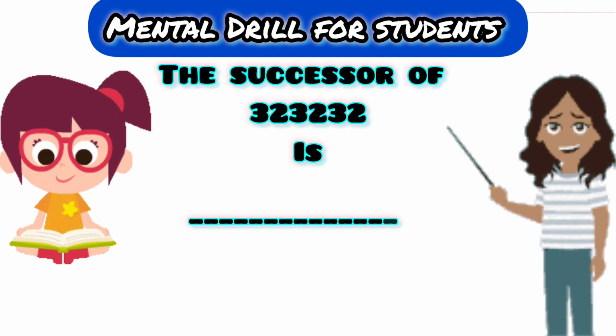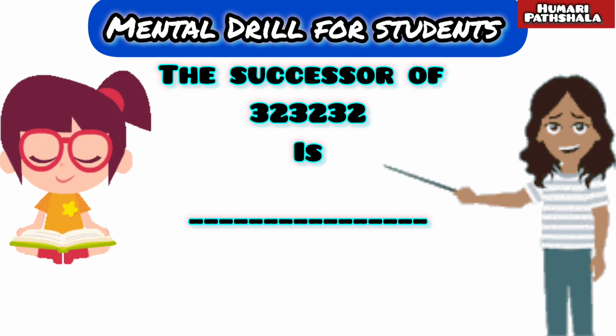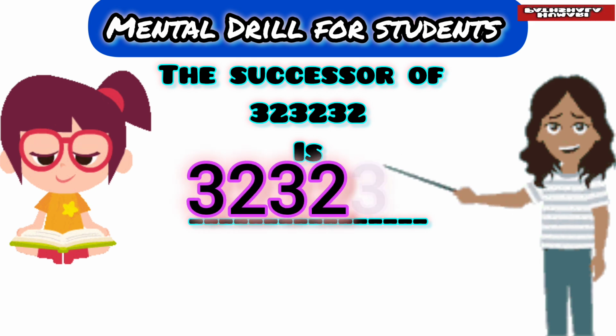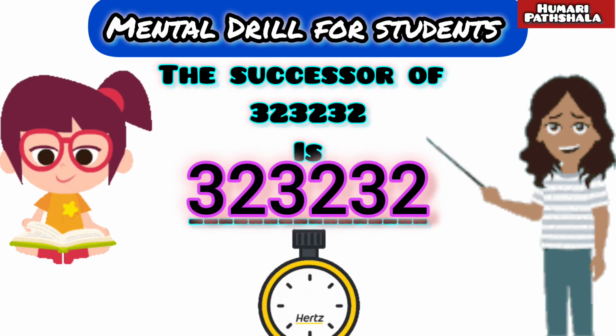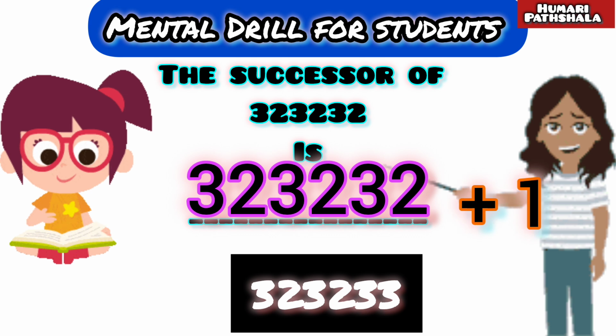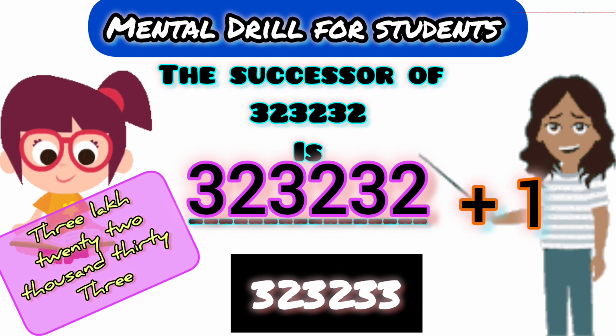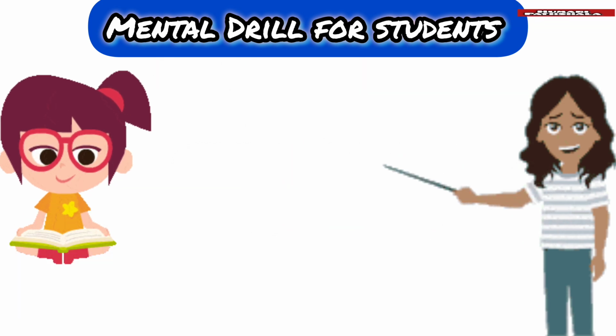The successor of 3,23,232. Successor means you have to add 1 to the given number. 32 plus 1 is what? 33. So the answer is 3,23,233. Try this question.